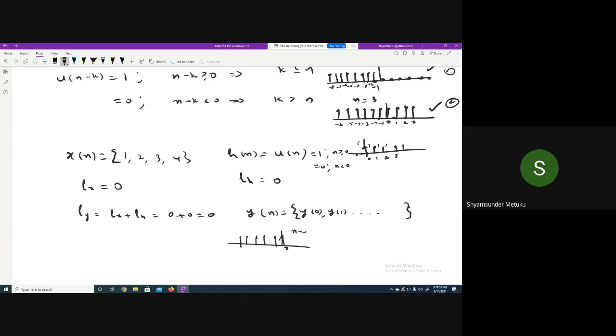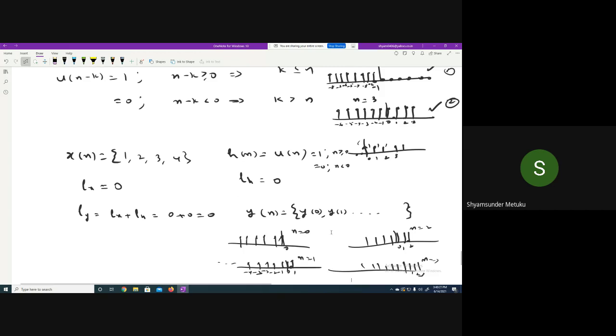For n equal to 0 case, it is like this. For n equal to 1 case, 0, 1, minus 1, minus 2, minus 3, isn't it? It goes on. For n equal to 2, 2, 1, 0, minus 1. For n equal to 3, again it will be 3 onwards. Yes or no? Are you able to follow what I am trying to tell?